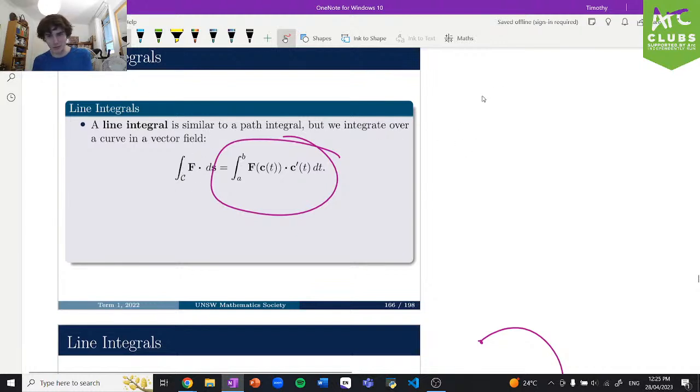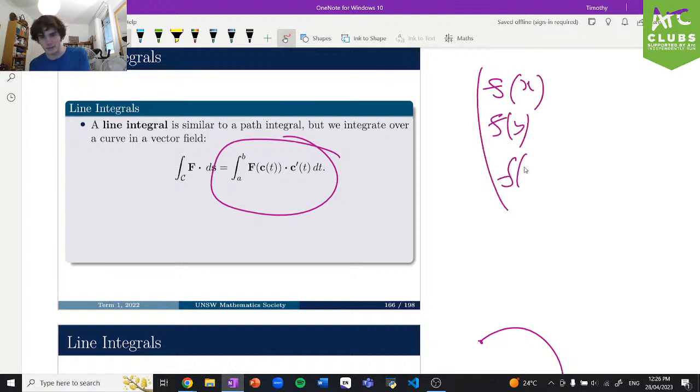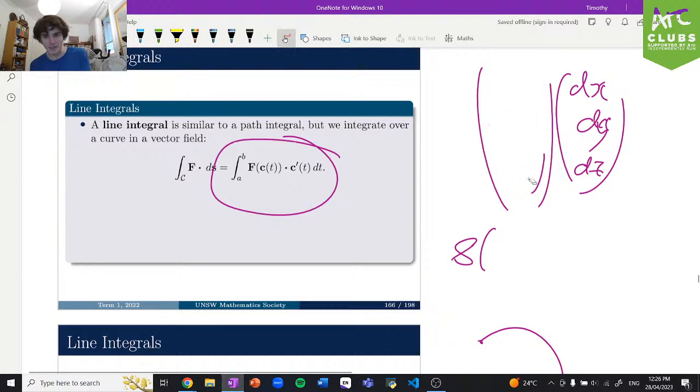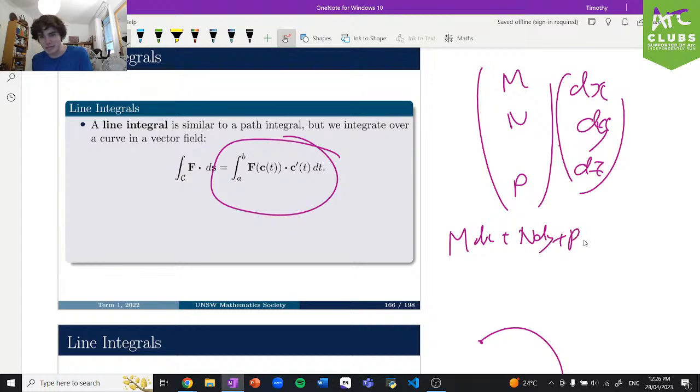Usually you've got some function of x, some function of y, some function of z, and then you have the derivative of x, derivative of y, derivative of z. When you split it up, actually, these functions don't necessarily have to be functions of x, y, and z. Just some component m, some component n, sorry, some component p. When you dot product these two together, you just end up with m dx plus n dy plus p dz.